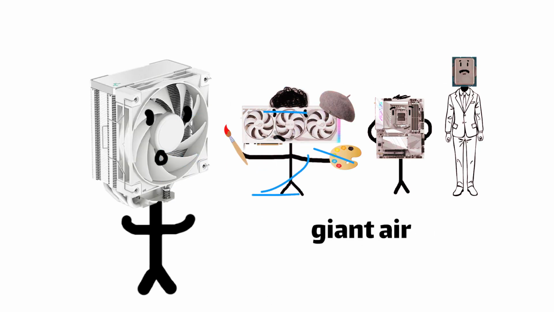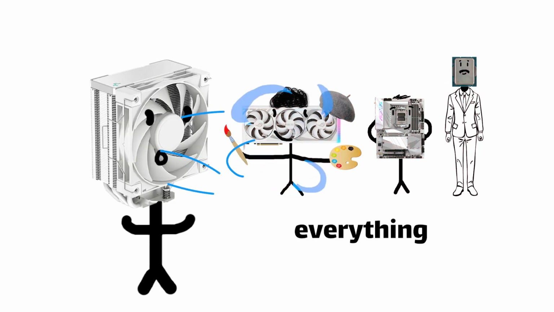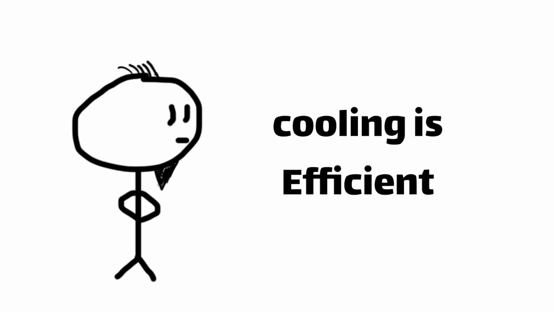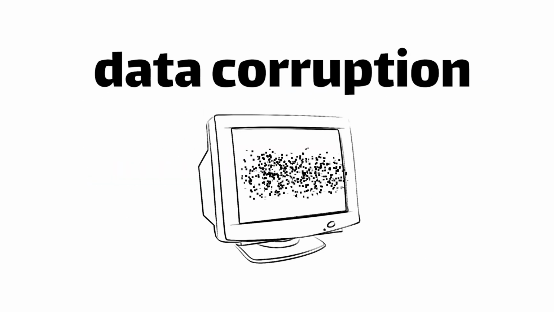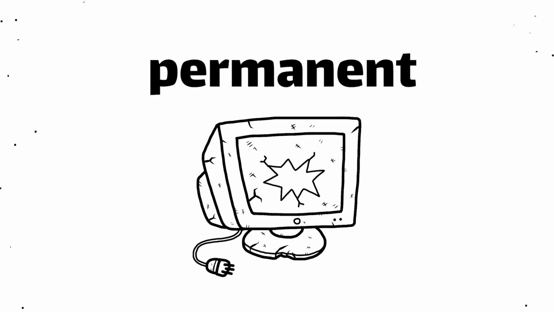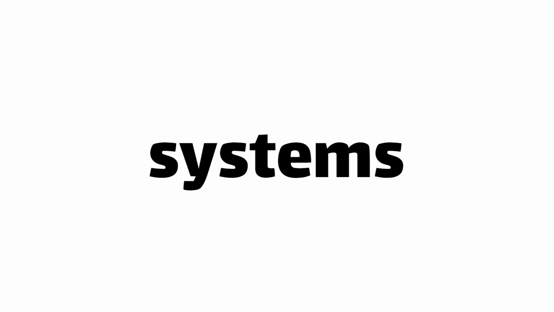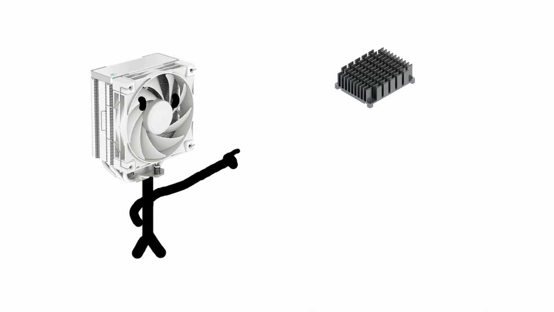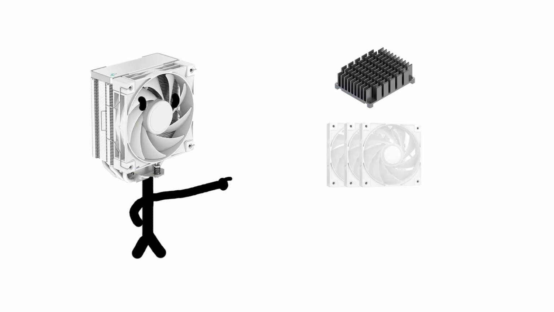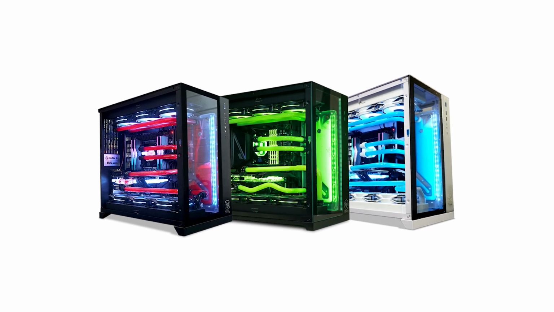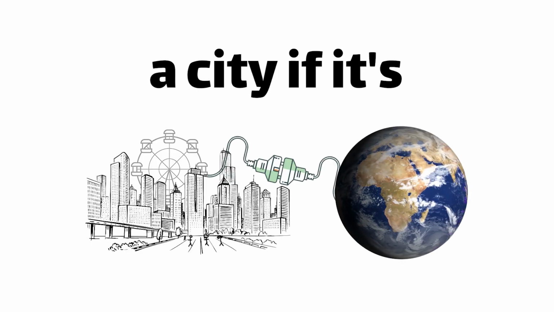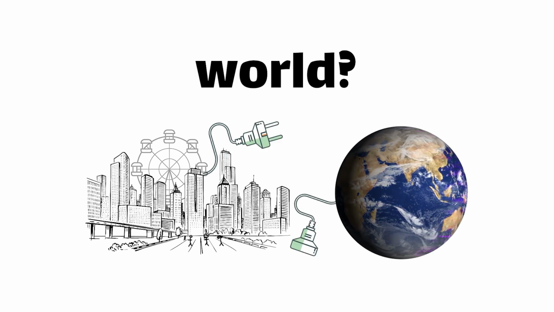Acting sort of like a giant air conditioning unit, it ensures everything will stay cool. Efficient cooling is essential to prevent overheating, which can lead to performance issues, data corruption, or even permanent damage. Computer cooling systems typically employ a combination of heat sinks, fans, and sometimes liquid cooling solutions. Seriously, if you ever get into computer building, you have got to try custom water cooling. It's a blast.